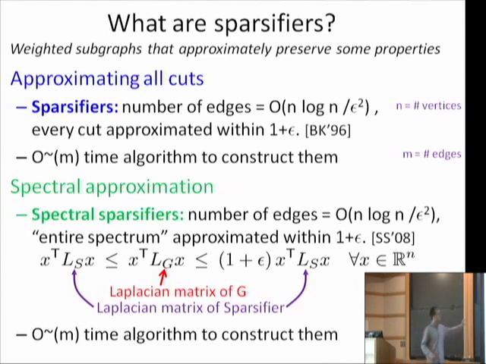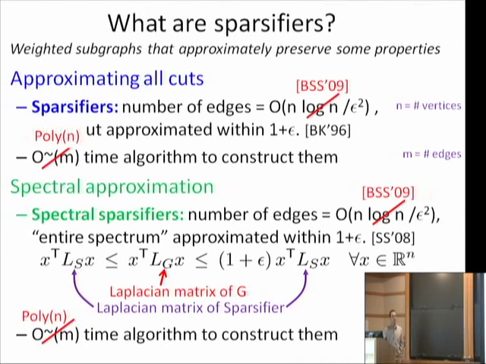Not only do these sparsifiers exist, but in both of these papers, they give nearly linear time algorithms to construct them. And I should mention here that the bound of n log n edges, which I stated here, is not due to Spielman and Teng. It's due to Spielman and Srivastava in a follow-up work.